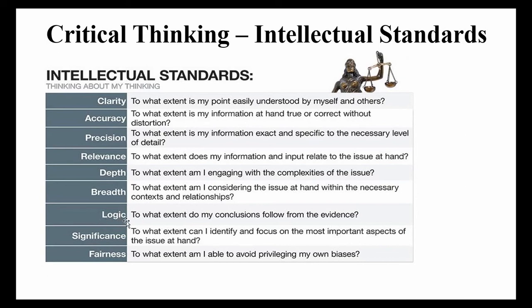The next thing is logic, in the sense of to what extent you can arrive at the conclusion. And significance, in the sense of how important it is to raise your hand to help others by giving proper valid information. Fairness, in the sense of to what extent am I able to avoid privileging my own biases. Each and every critical thinker will have their own bias, but it should be avoided and a fair decision taken. So all these are the nine intellectual standards to be attained with the help of critical thinking.